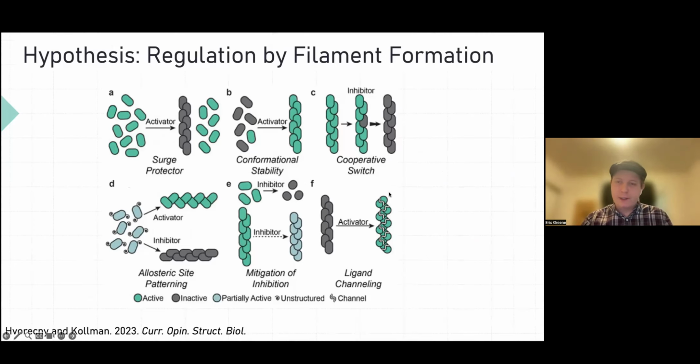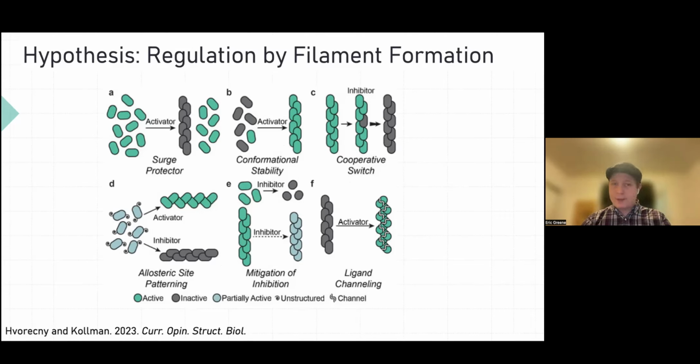And a lot of work, especially spearheaded by labs like Justin Coleman's up at the University of Washington, has really uncovered a huge amount of different regulatory mechanisms that can be applied to metabolic enzymes to regulate their activity based on filament formation. Some of them can cause conformational stability, can be cooperative switches, can turn on or off the enzyme based on whether it's in a different filament and how it reacts with different modulators. So this was predicted for glutamine synthetase, but no one had been able to show it before.